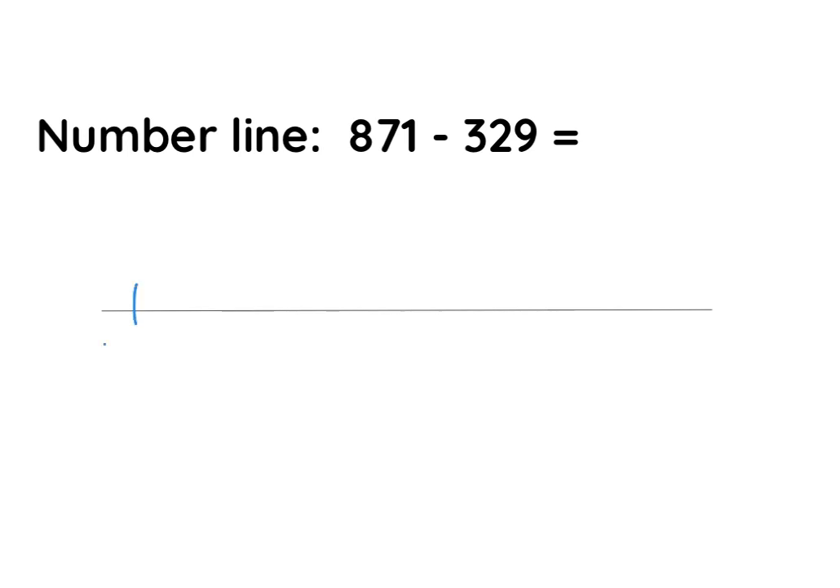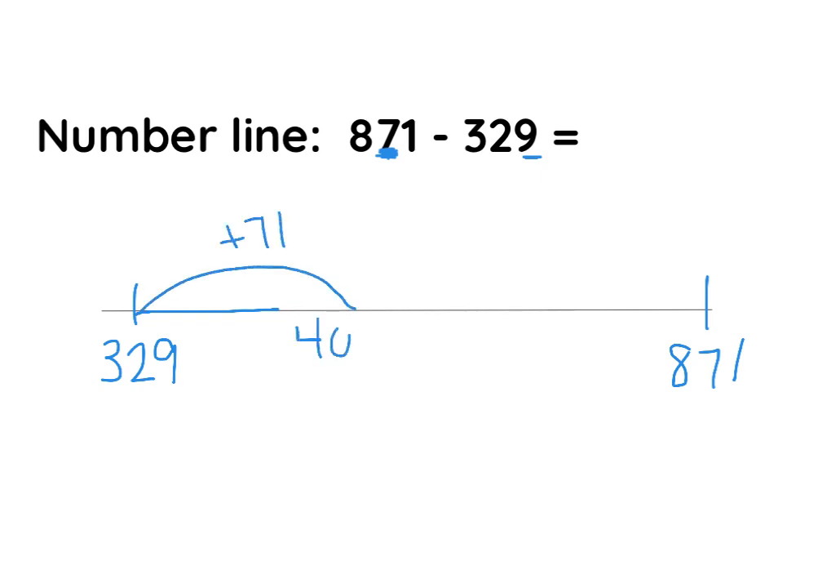871 minus 329. Notice my big digit is there and my big digit is there. So we're going to have enough tens to make an extra 100. So that will be the hard part. 321 or 329. We can add 71 to get to 400. Notice 70 plus 20 equals 90, and 9 plus 1 equals 10. And then we will add 471.